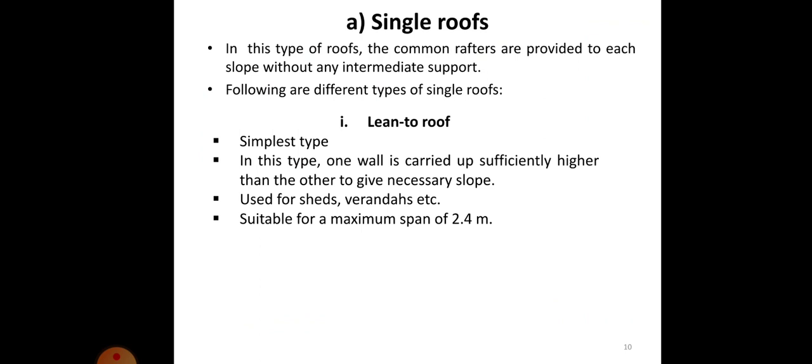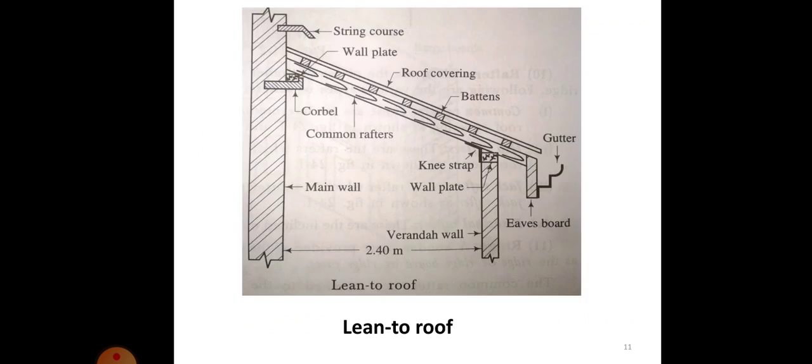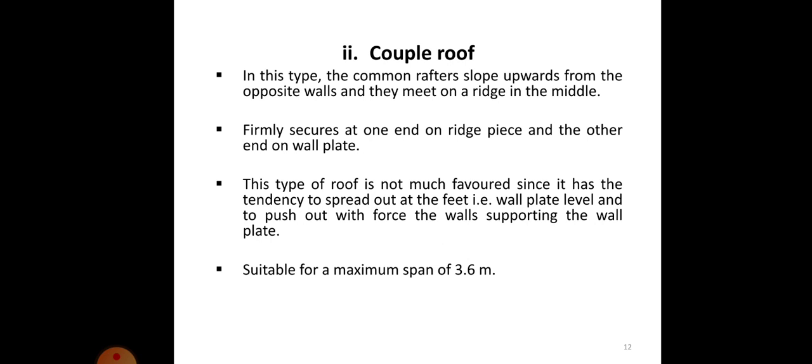Also, span, which we discussed in the last class, is the horizontal distance between the internal walls. Normally for the lean-to roof, the maximum span is about 2.4 meters. Now coming to the couple roof. In this type of roof, the common rafters slope upwards from the opposite walls and meet at the ridge.